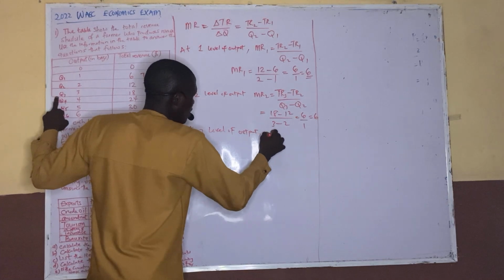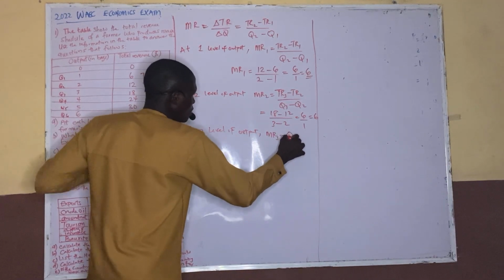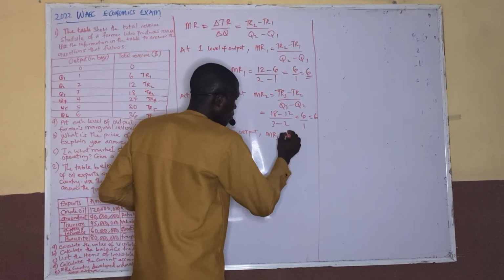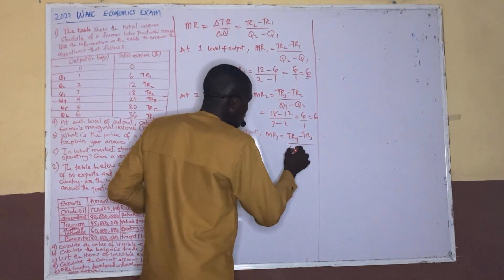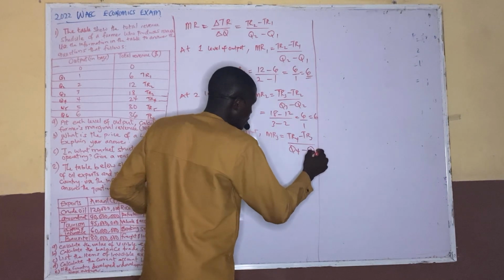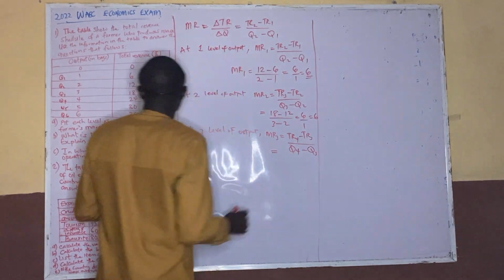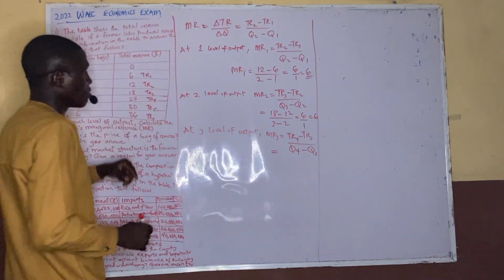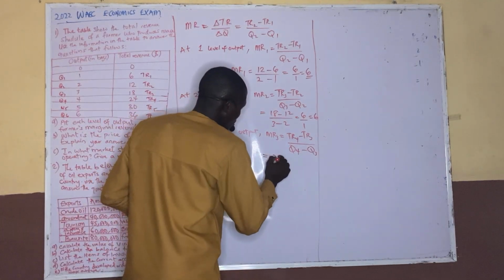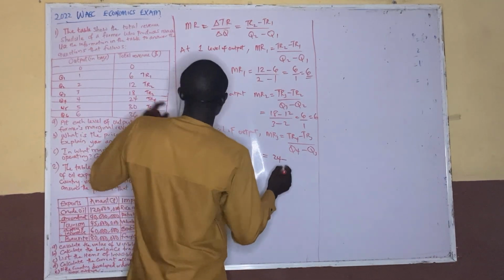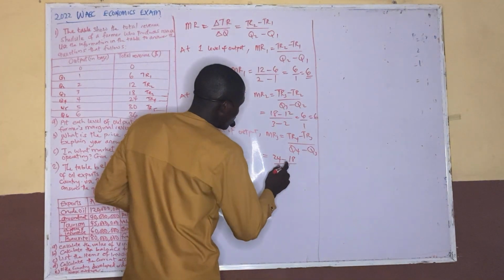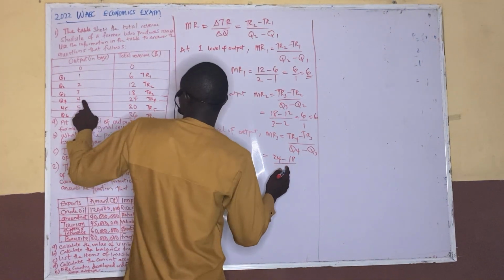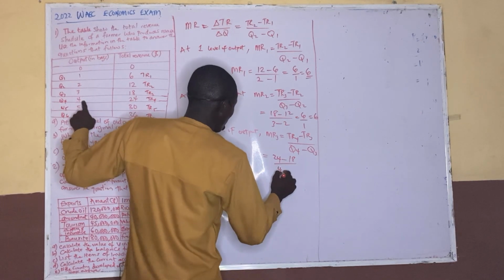At the third level of output, we have MR3 equal to TR4 minus TR3, all over Q4 minus Q3. Same thing happens here. We have TR4 is 24. So we have 24 minus TR3, which is 18, all over Q4, which is 4, minus 3.